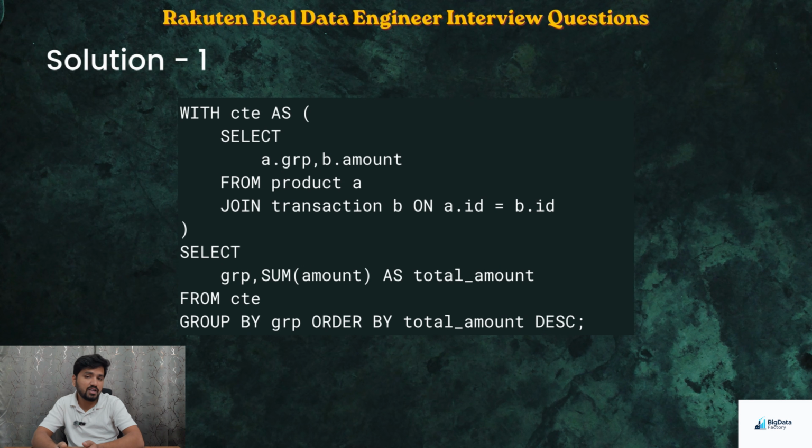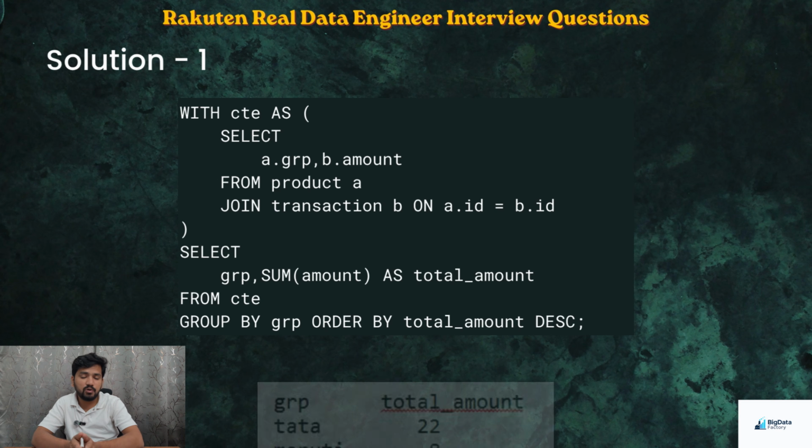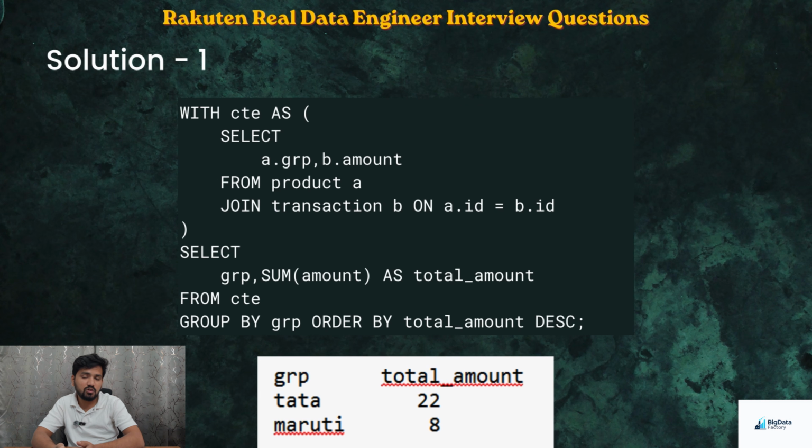For Tata, Nexon has two transactions of 8 each and Punch has one transaction of 6. So total will become 22. For Maruti, Desire has two transactions of 4 each. It will become 8. Therefore, here is the result. The interviewer was basically checking whether I was comfortable with the combination of join, group by, sum, and order by. And that was the first scenario.